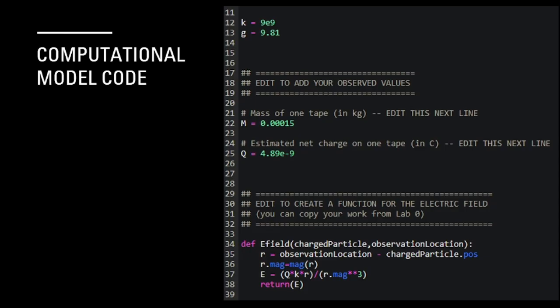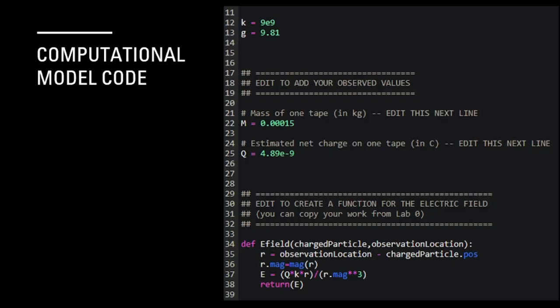So here's the code for my computational model. You can see here that I start by defining constants k and gravity, the gravitational acceleration, and then we have the mass of the tape in kilograms. We have the estimated charge, 4.89 times 10 to the negative 9, and then here I define the electric field equation from lab 0.